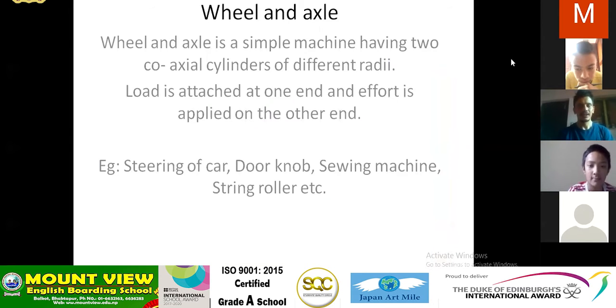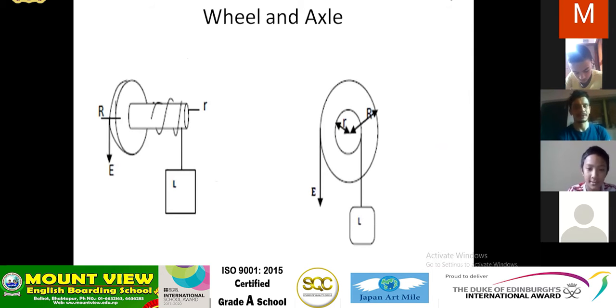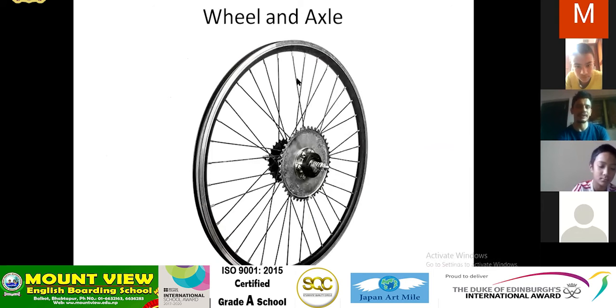Now today we are going to learn one of the most important types of simple machine, that is wheel and axle. Before I discuss the definition, let me show you some pictures. These are the pictures of wheel and axle. This is yet another picture of wheel and axle.